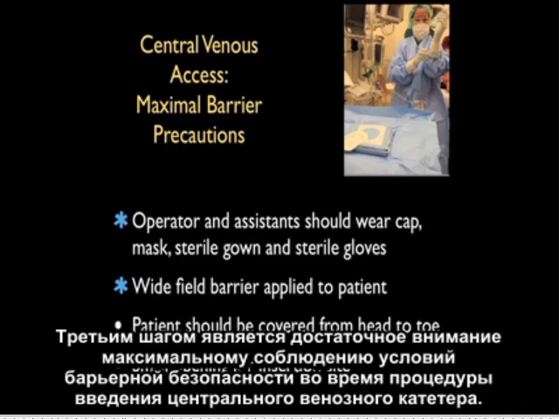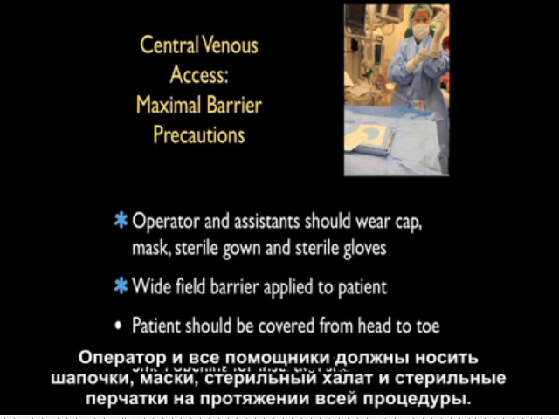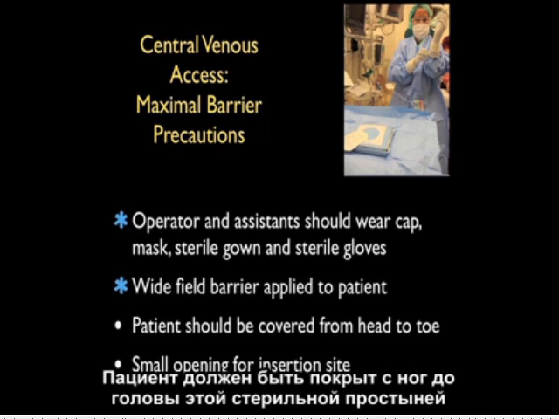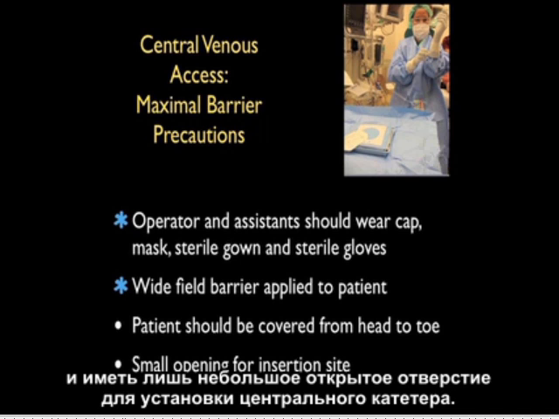The third step is adequate attention to maximal barrier precautions during the central venous placement procedure. The operator and all assistants should wear a cap, mask, sterile gown, and sterile gloves throughout the procedure. It's important to place a wide field barrier over the patient during the procedure to decrease the infectious risk to our patient. The patient should be covered from head to toe with this wide field barrier, with only a small opening for the insertion site of the central line.